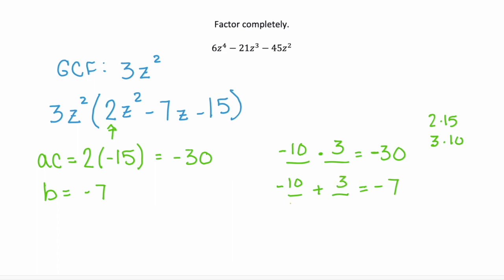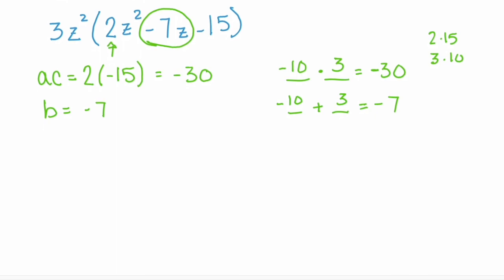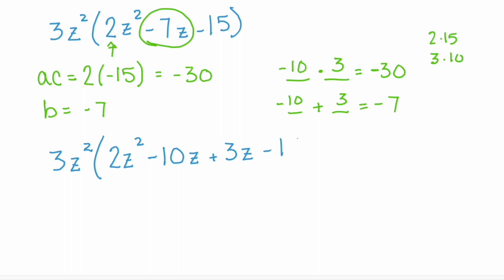So what we do is we use these two values to rewrite that middle term of negative 7z. So keep that GCF. Keep the first term of our polynomial. Now we rewrite that middle term as negative 10z plus 3z, because together those are negative 7z, minus 15. Now that we have 4 terms, we're going to factor those by using grouping.